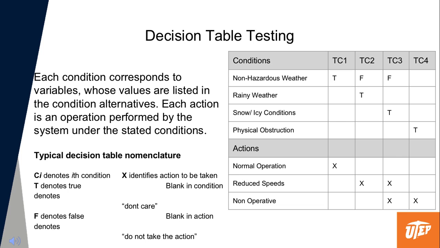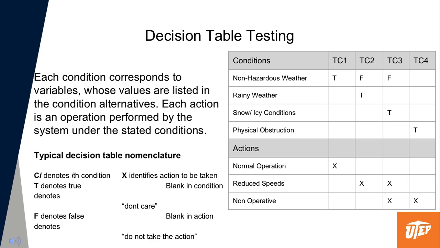If the system is functioning through non-hazardous weather, a letter T will be placed in the first combination, since it is true. The action that will then be taken is to operate as normal, which is identified with the letter X in the lower right quadrant. Moving on to combination 2.